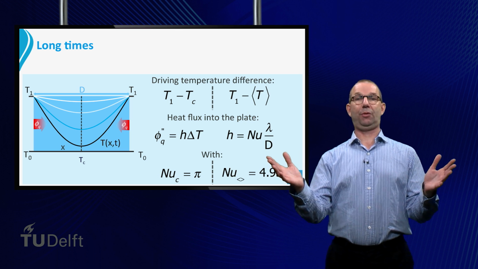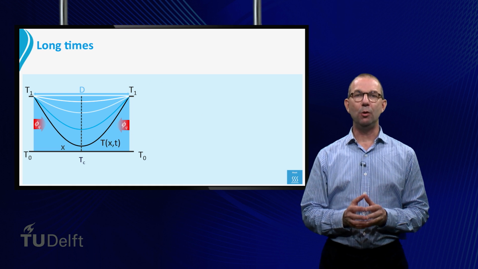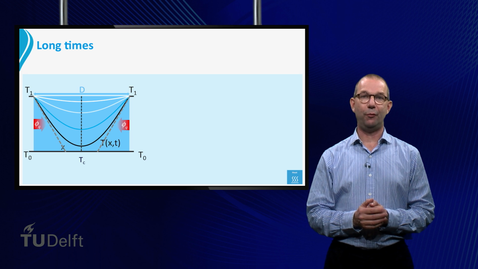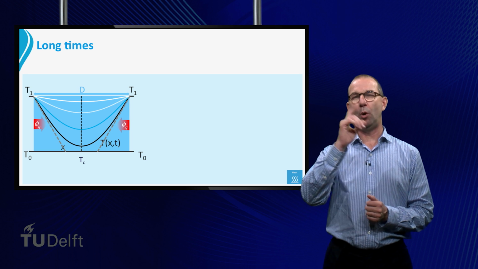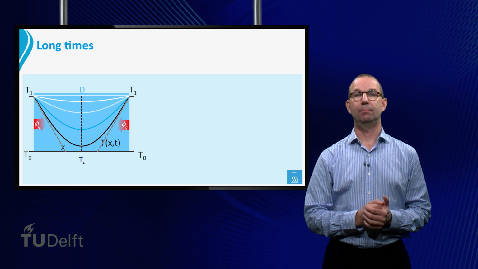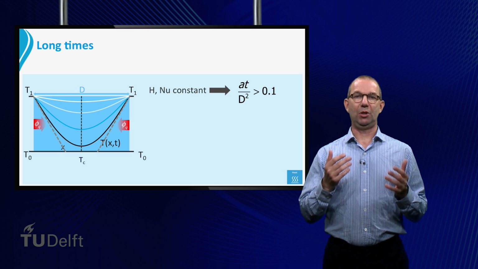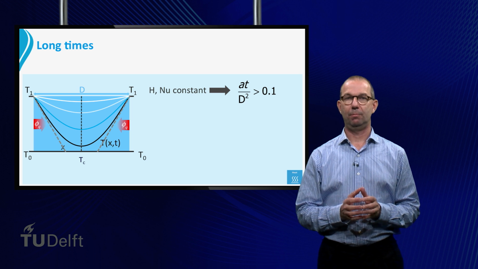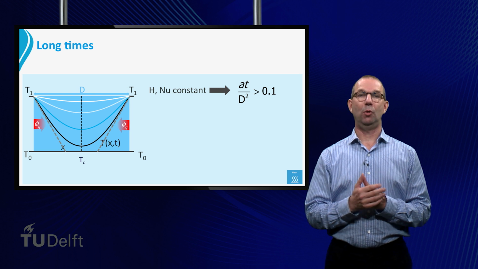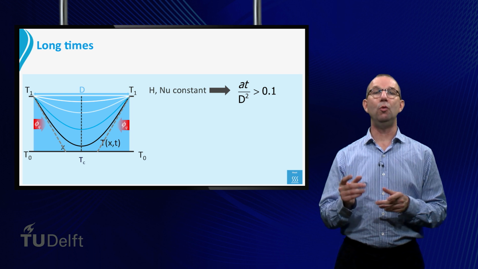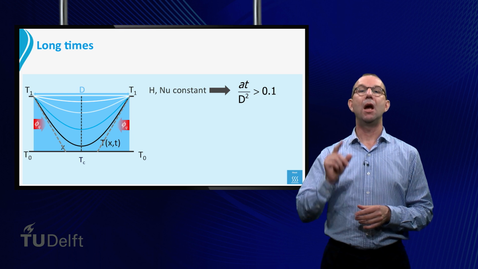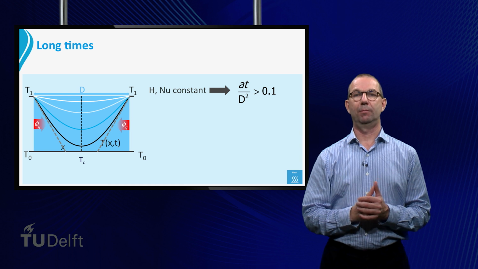When can we apply this theory? When we look at the slope of the temperature profiles, we see that both are quite far into the plate. More importantly, the original temperature T0 is no longer present in the plate. This happens at what is called long times. We found that then both h and Nusselt were constant. This is true whenever the Fourier number alpha t over d squared is larger than 0.1.